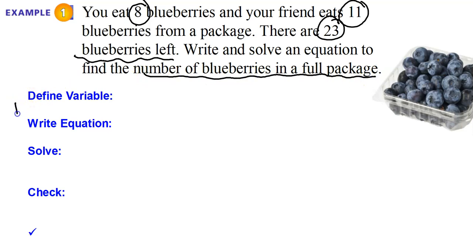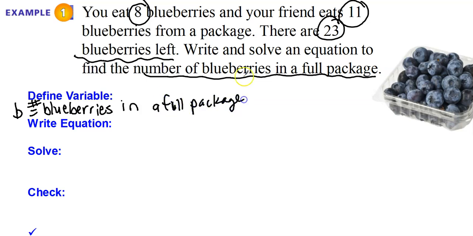So I'm going to use B as my variable. B equals the number of blueberries in a full package, right? So that's a new package. I like to start with what I should have started with, right? If I think about a full package, I'm thinking that there's a certain number of blueberries left, and that's what I want to have on the other side of my equal sign.